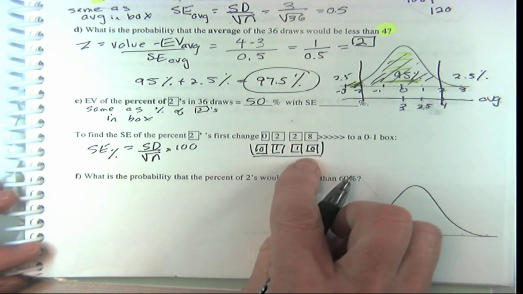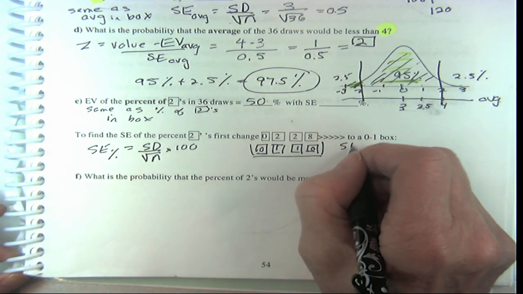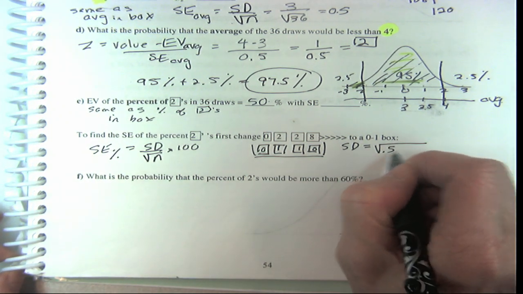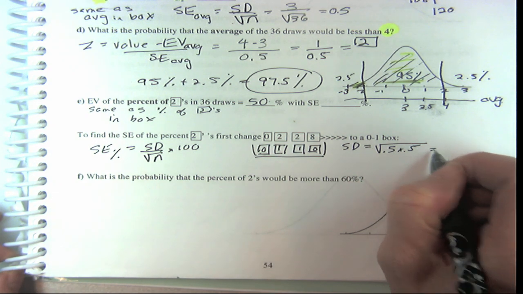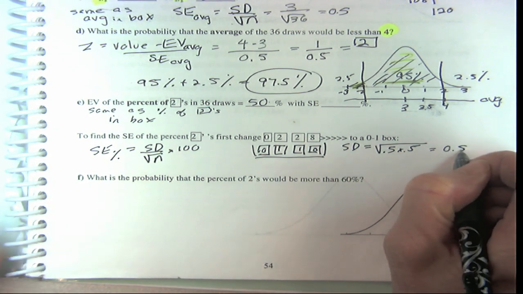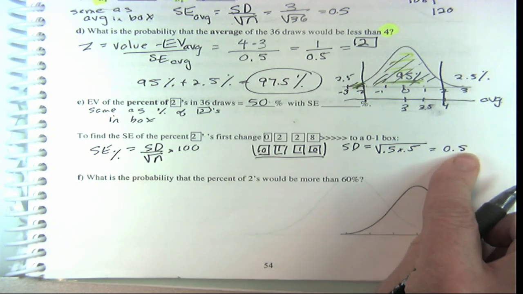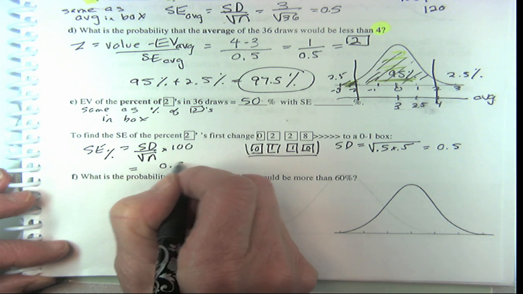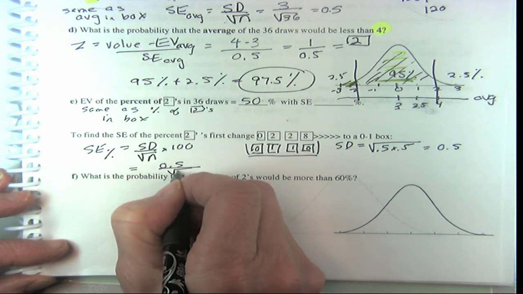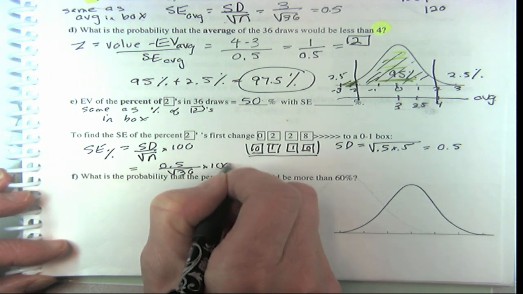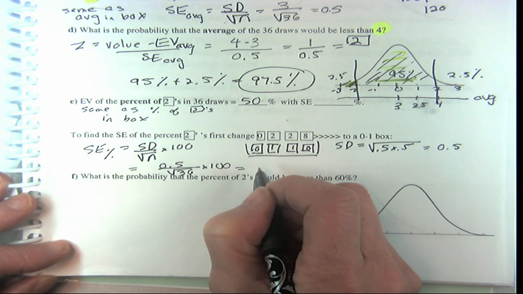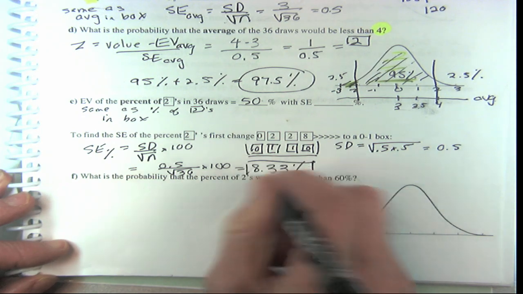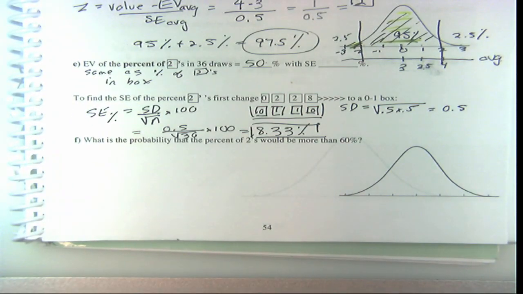So we need the standard deviation of this box. You should know it. It's a 50-50 box. So it's just the square root of 0.5 times 0.5, which is 0.5. So that's our standard deviation. Then our standard error for percent is going to be 0.5 divided by the square root of 36 times 100. And that is 8.33%. So that's what we got so far.